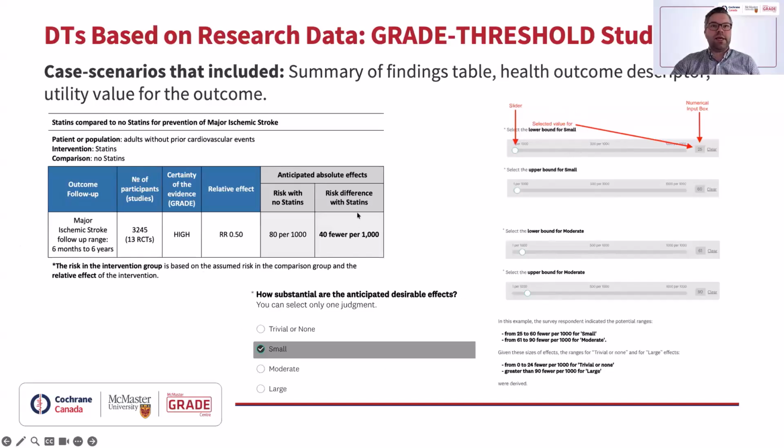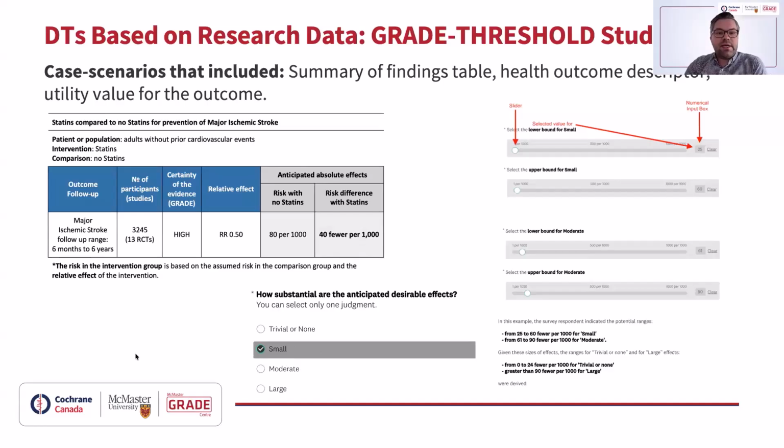And also to select, based on this case scenario of 40 fewer major ischemic strokes, their judgment for the effect size. Here it's a reduction, so it's a desirable effect. As an example, maybe someone selects small. Respondents were randomized to 4 of 10 different case scenarios. And with this, we were able to generate the empirical data of what were typical trivial, small, moderate, large effects across these different case examples.